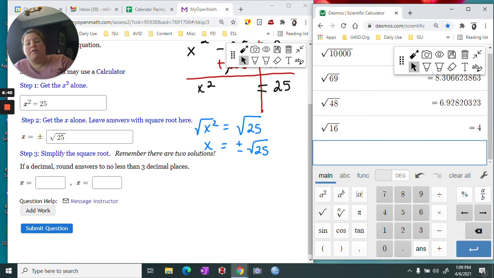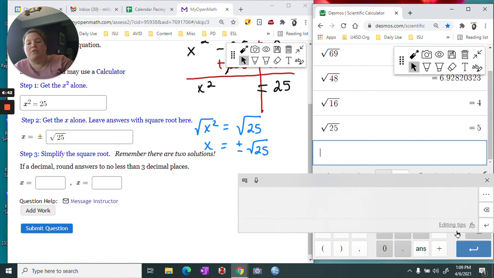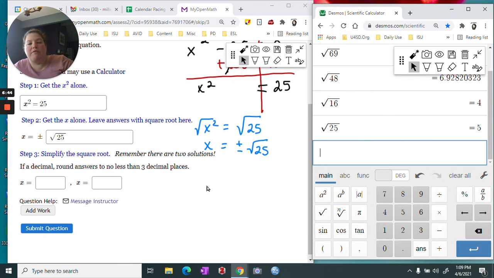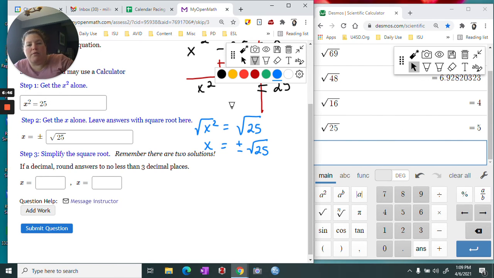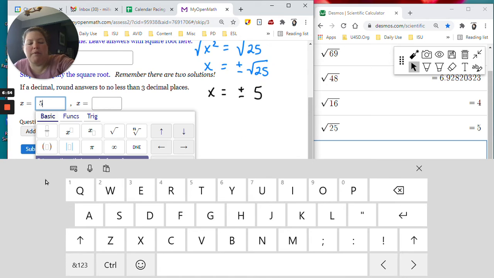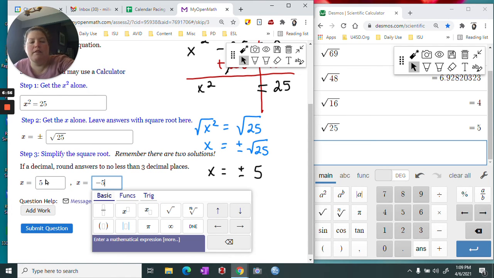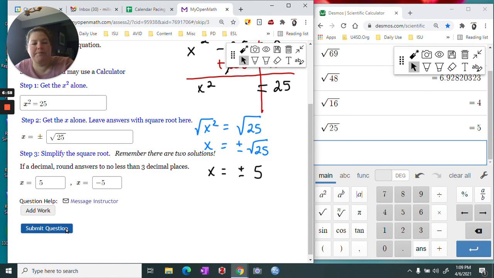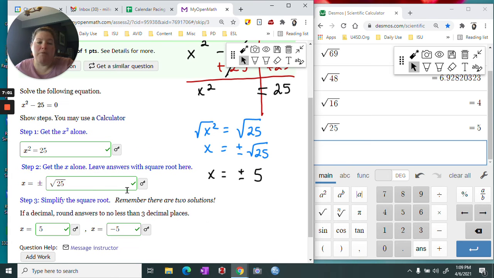Now some of you may recognize 25 as a perfect square, and we get 5. So x equals positive or negative 5. So when I type in my answer, I'm going to type in 5 and negative 5. And then I submit my work. Okay?